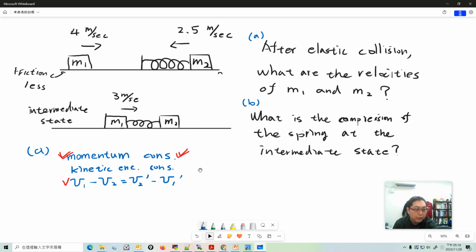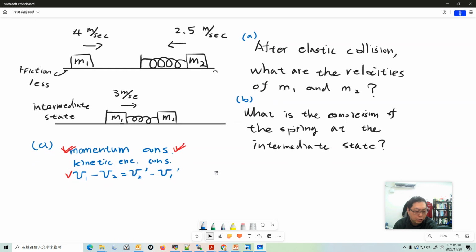So what is momentum conservation? Momentum conservation says the total momentum before the collision equals the total momentum after the collision. So what's the momentum before the collision?